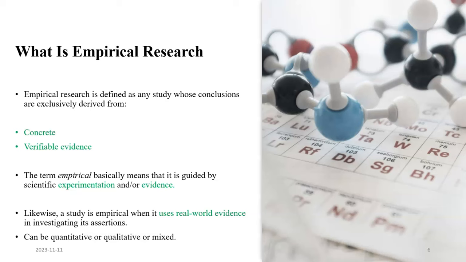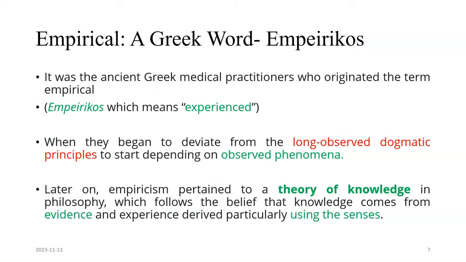It means that when we conduct an experiment, there should be some experiment-based evidence, some scientific evidence as an outcome. So if your research is based on experimentation and evidence as proof, then that kind of research is considered empirical research. And we need real world evidence for that. It could be quantitative research, qualitative, or mixed.